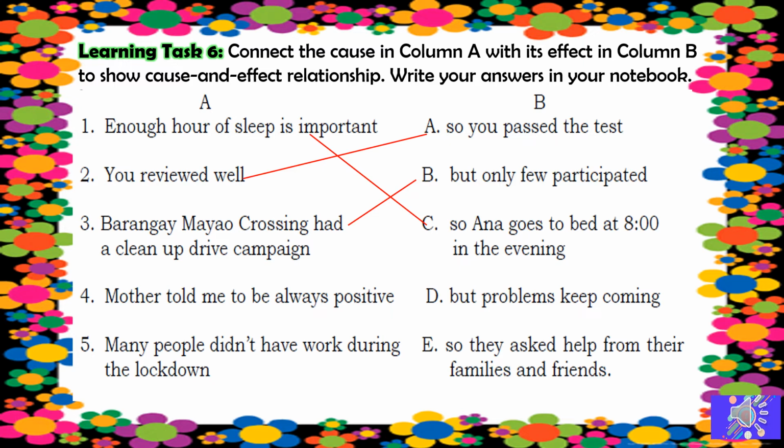Number four, mother told me to be always positive. Okay, the answer is letter D, but problems keep coming. And number five, many people didn't have work during the lockdown. The answer is letter E, so they asked help from their families and friends.